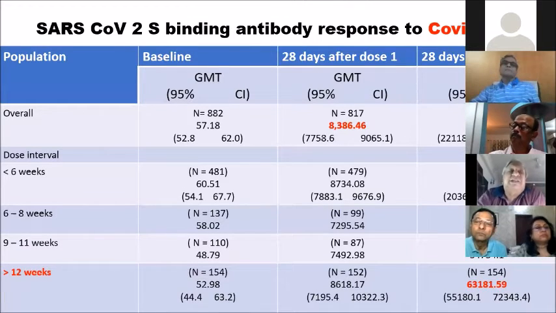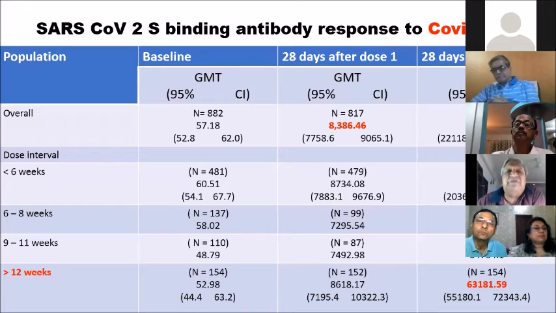When you review the literature published in Lancet for Covishield, they had mentioned that if you increase the duration between doses, then after 12 weeks, from a titer of 60, the titer will become 63,181. But this was the condition when you use the Wuhan strain, and the infection was by the Wuhan strain. So this was what was published in November.